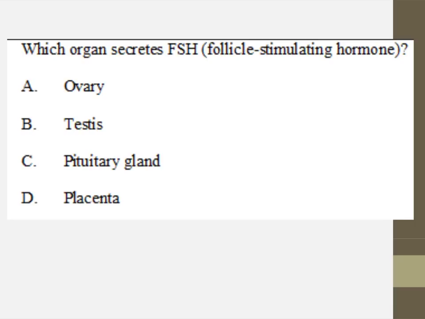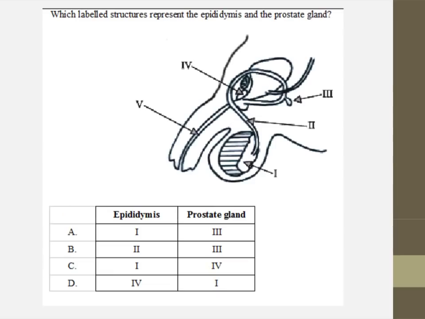Which organ secretes FSH? That would be the pituitary. Okay, pause again here to let yourself answer it. Which labeled structures represent the epididymis and the prostate gland? Well, the epididymis is definitely right here. And the prostate, it's a little bit hard to tell. I don't know, we're kind of down to 3 and 4.